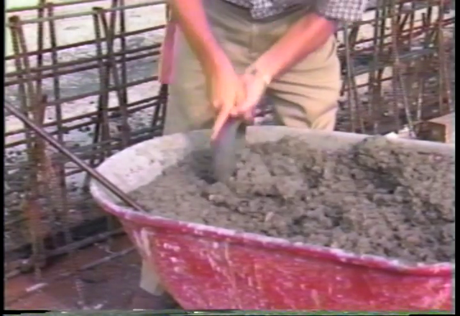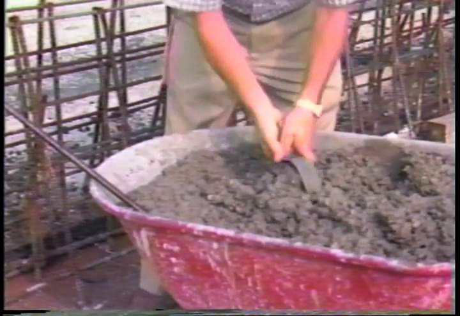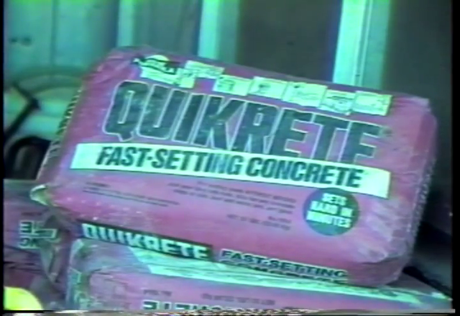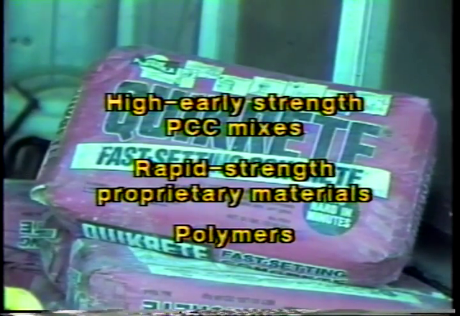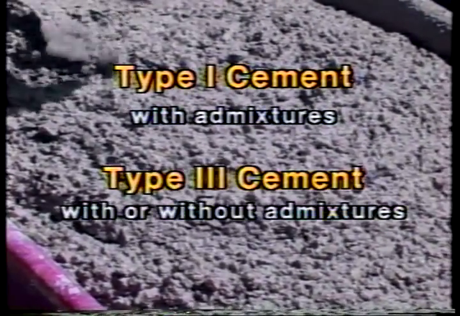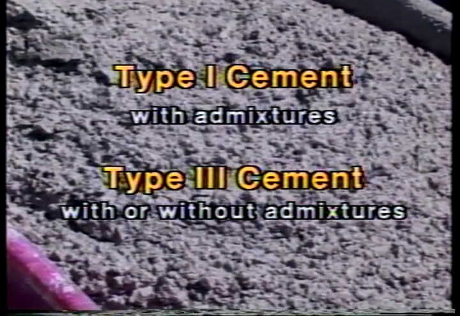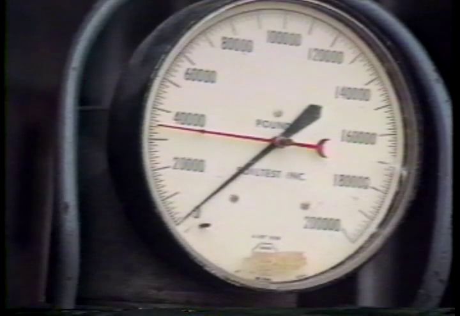Typically, a conventional concrete mix is used if the area will be closed to traffic for 24 hours or more. For rapid partial depth repair, materials capable of obtaining high strength soon after placement are used. These include high early strength PCC mixes, rapid strength proprietary materials, and polymers. High early strength concrete for rapid repairs contains either type 1 cement with admixtures or type 3 cement with or without admixtures. Both can attain compressive strengths in excess of 3,000 psi in 24 hours.